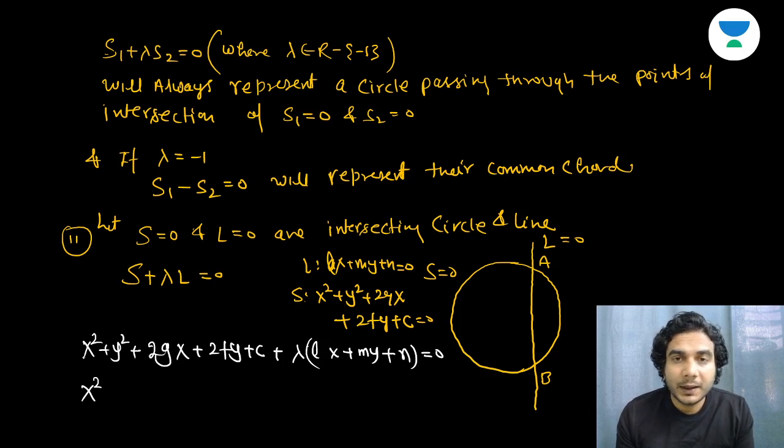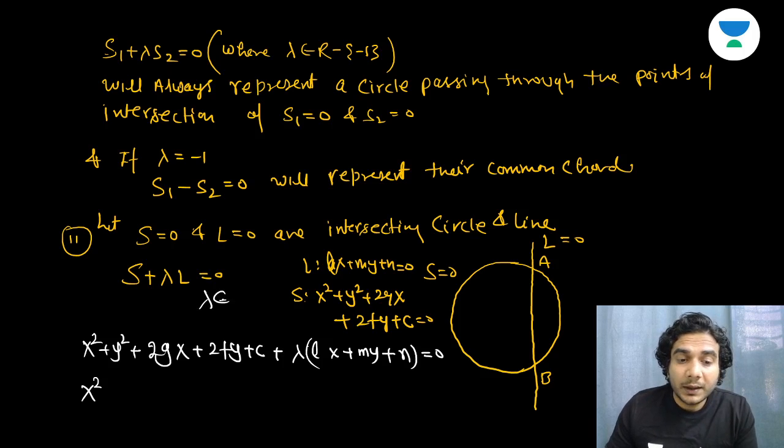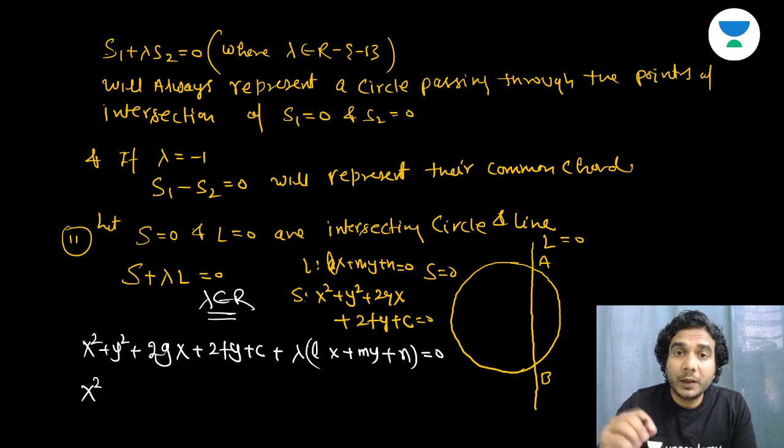Because in a line there's no term of x square and y square, there's no change in the coefficients of x square and y square. Similarly, there's no term of xy, that means the coefficient of xy is still 0, so it will represent a circle only, because the coefficient of x square is equal to the coefficient of y square, no matter what the value of lambda is. So lambda can take any real value, not like the previous case in which you were removing -1. In this case you can take even -1 also.